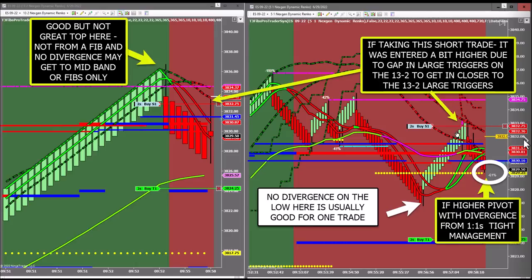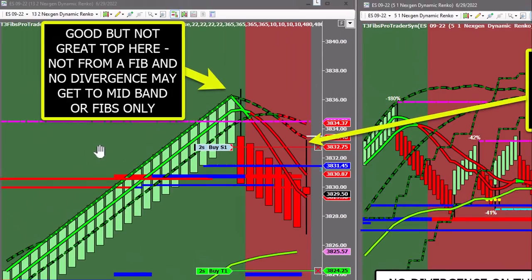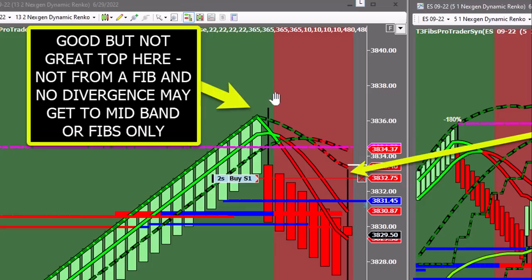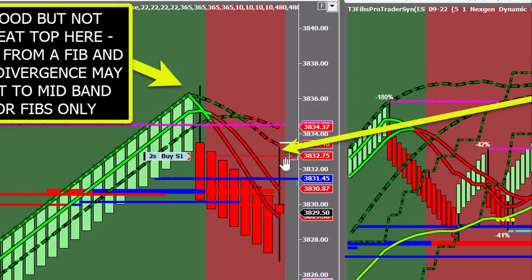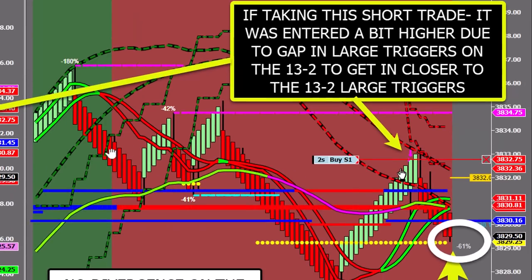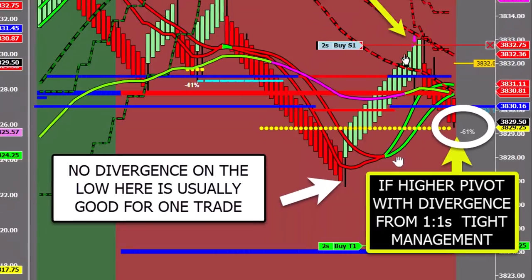Here's another such example. And again, real world examples are always nice. This was from June 29th in class. Posted this one in class. And again, we said it's a good top because there's a pivot stop out, but it's not a great top because it didn't come from anywhere. And we ended up talking about doing a short trade. And we also recognized we have 50-50 triggers, right? Larges are way above.